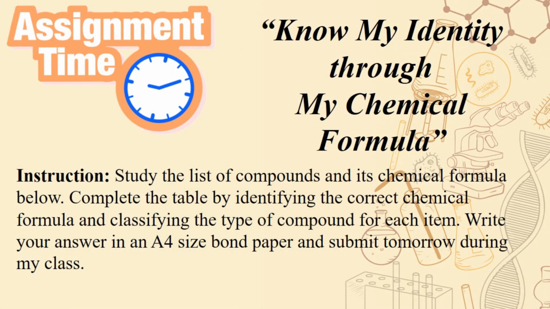Assignment time. The title of the activity is Know My Identity Through My Chemical Formula. Instructions. Study the list of compounds and its chemical formula below. Complete the table by identifying the correct chemical formula and classifying the type of compound for each item. Write your answer in a A4 size bond paper and submit tomorrow during my class.